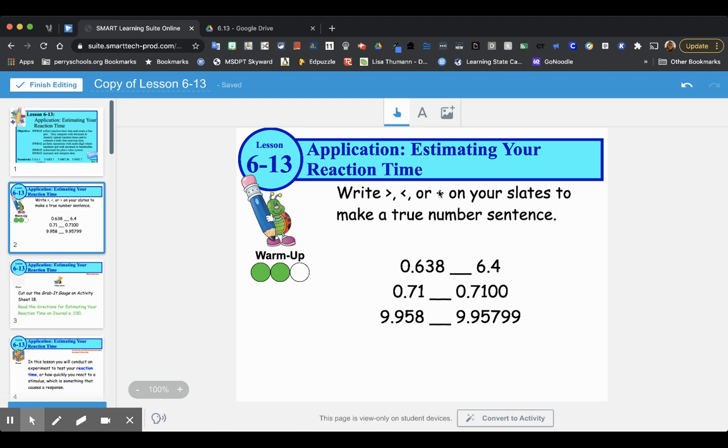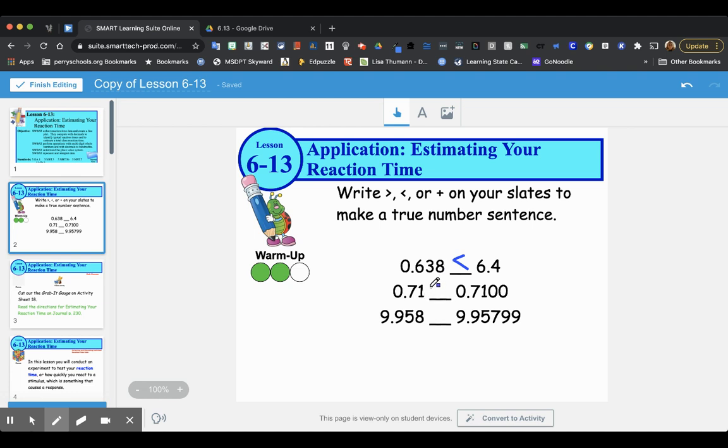And then the last one, 9 and 958 thousandths versus 9.95799. Greater than, less than, or equal? Pause the video, figure this out, and then come back and check with me. For the first one, you should see that 6 and 4/10 is greater than 638 thousandths.